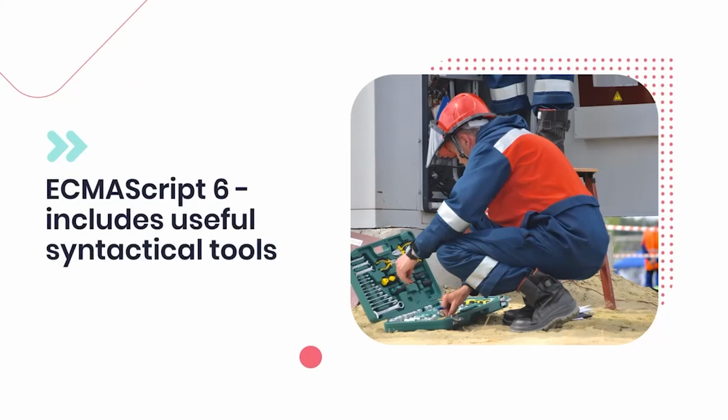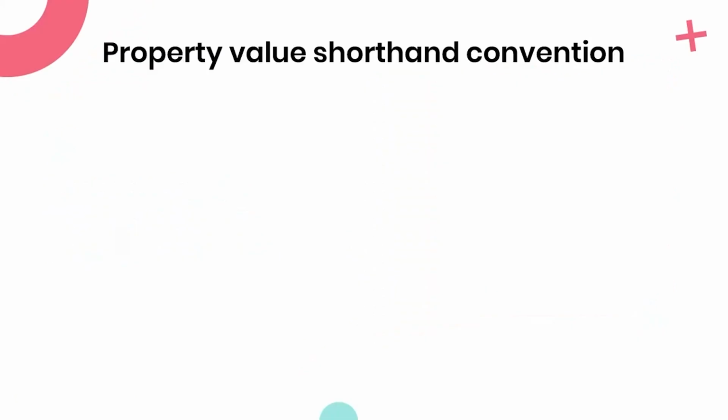ECMAScript 6 introduced a handful of extremely useful syntactical tools for defining and interacting with objects. None of them meaningfully change existing engine behavior, but they enormously enhance the convenience of dealing with objects. Let's take a look at two of them. The property value shorthand convention.